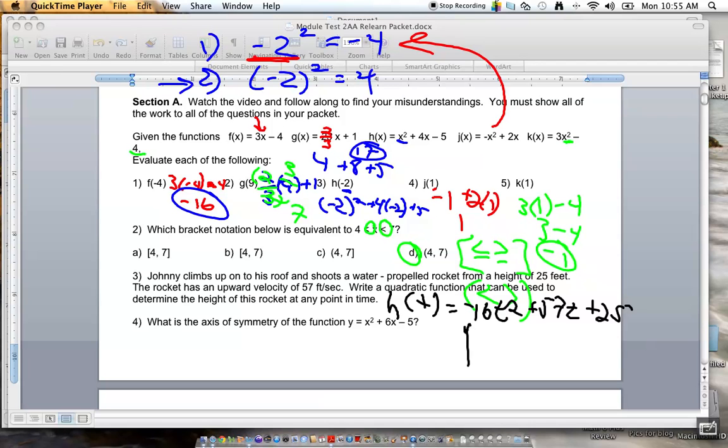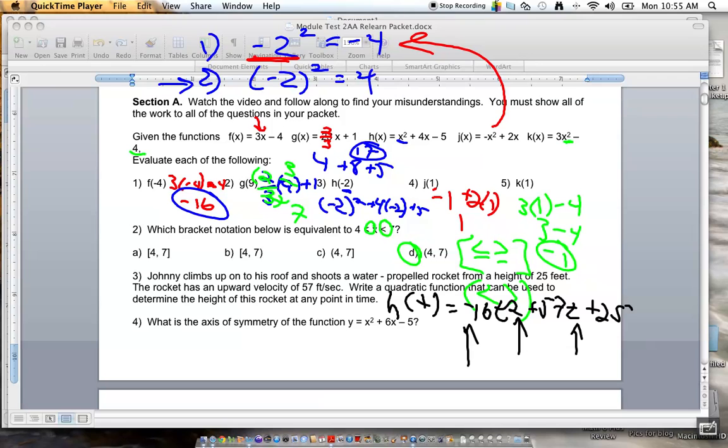The biggest mistake I see here is kids forgetting the negative in front of the 16. And I also see some kids forgetting the squared here. Those two things are the most common mistakes. Don't forget your t there. Those 3 things cover pretty much every mistake I ever see.